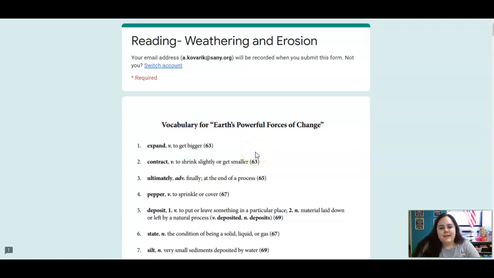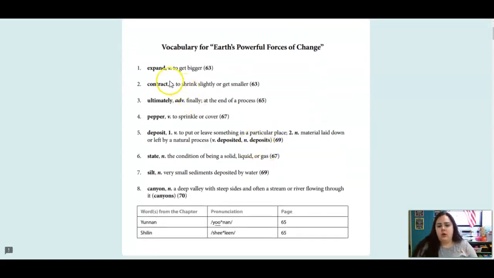Hello, fourth grade. This is Miss K, and we're on lesson 10 of our Unit 5. We touched on this last lesson, but we're going to dive a little bit deeper and talk about weathering and erosion. So here is your vocab.